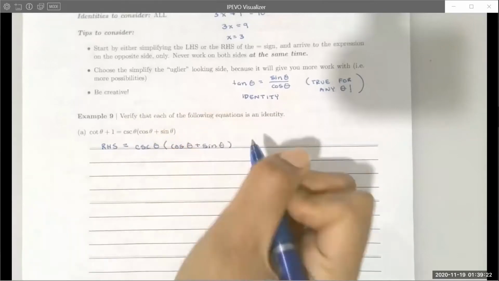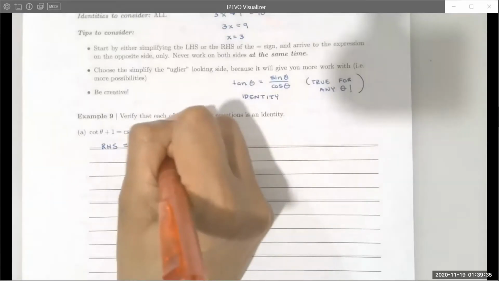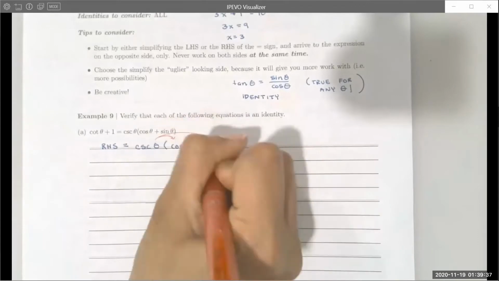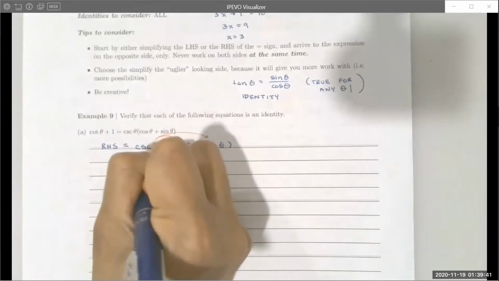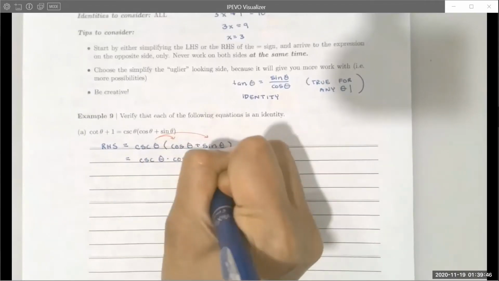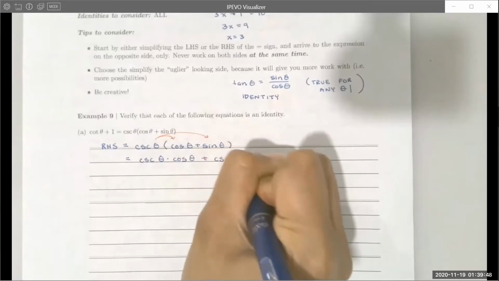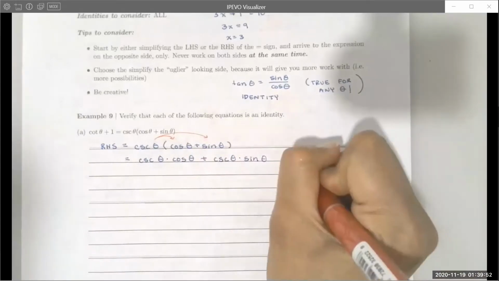The reason why I'm starting here is because of the parentheses. I know how to simplify parentheses. I know that I can apply the distributive law to help me simplify that. So that's what I'm going to do here. I'm going to take the cosecant theta and distribute it to both of these terms. So we're going to end up with cosecant theta times cosine theta, plus cosecant theta times sine theta. And I'll write my justification here.